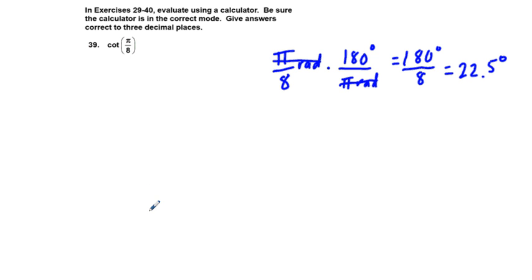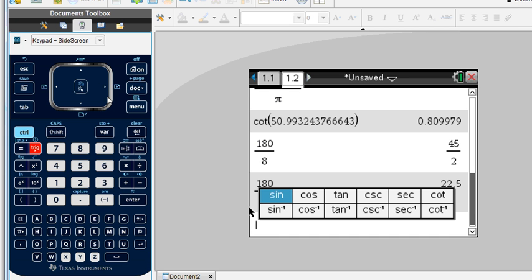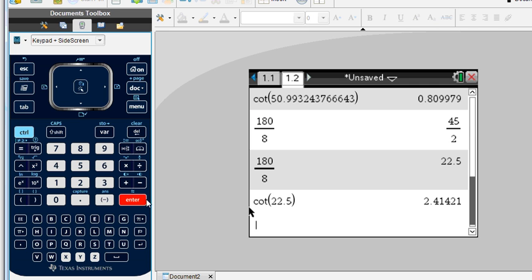And so we're going to place this cotangent of 22.5 degrees. So trig button. And I'm going to use the last number calculated like we did in the last one. Control negative sign. So we get 2.414 rounded to the nearest thousandth, or third decimal place.